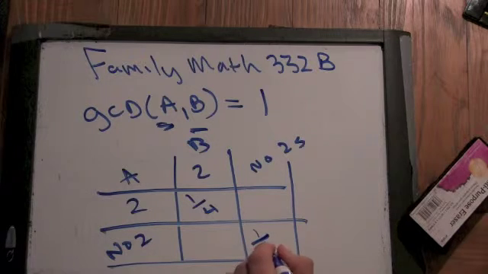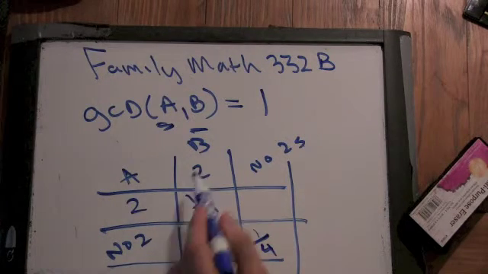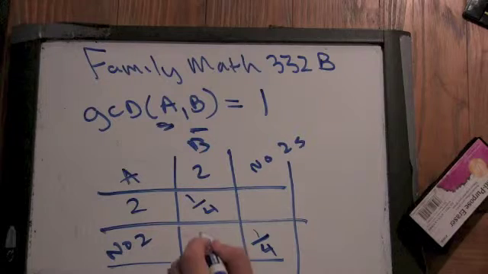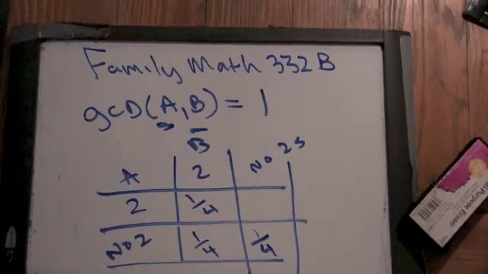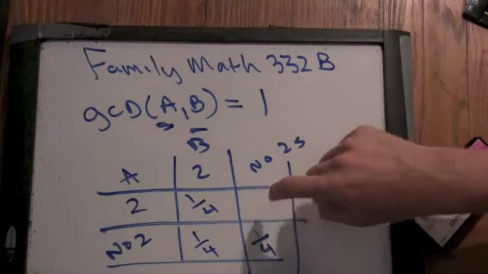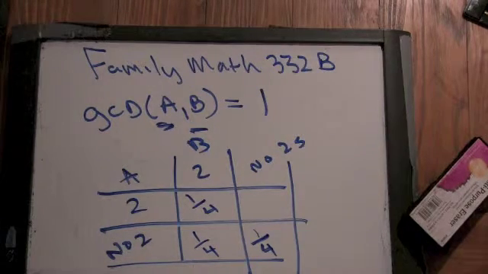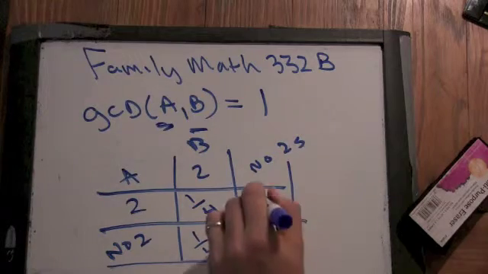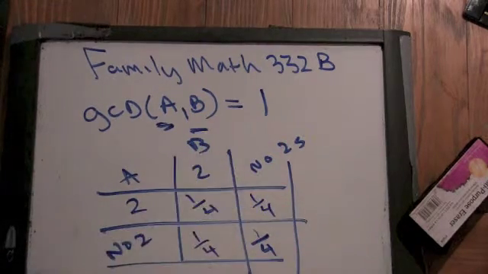How about B has a 2, A doesn't have a 2? Well, then it would still be 1/4. Why? Because half have 2s, half don't. Half times a half. Okay, and then can you tell me what this is going to be? That's going to be a 4th. How come? Because half of them have a 2 and half of them don't. And all that together equals 1.